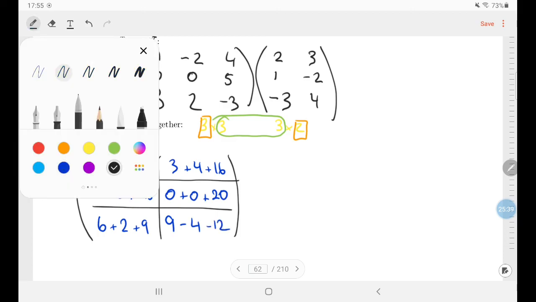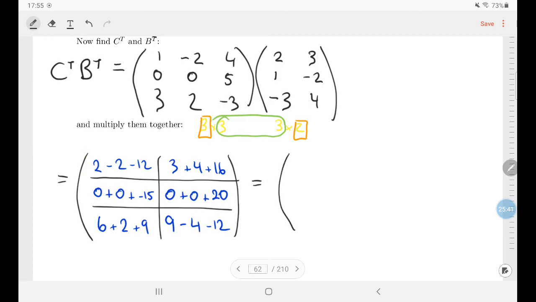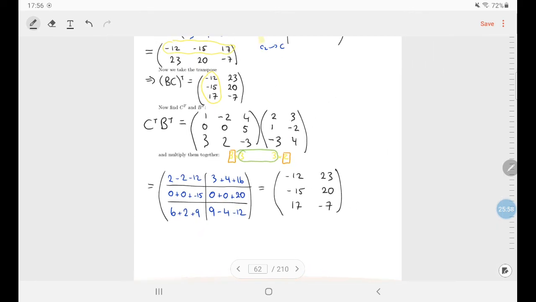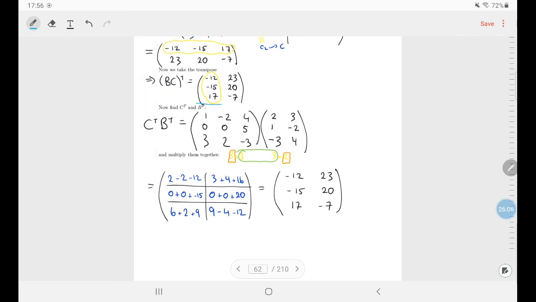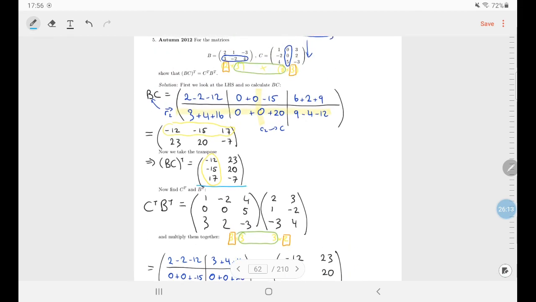And now let's tidy that up. 2 minus 2 minus 12 is minus 12. 3 plus 4 is 7, plus 16 is 23. We've got a minus 15, we've got a 20, we've got a 17, and 9 minus 4 is 5, minus 12 is minus 7. Now, is this the same? Yeah. Here is your BC all transpose, and this is equal to C transpose B transpose as required. That's what the question was looking for, show this.